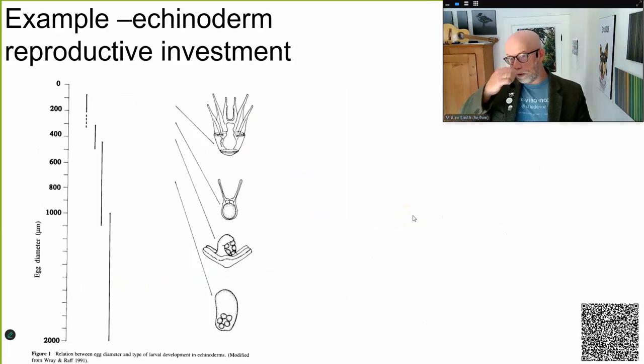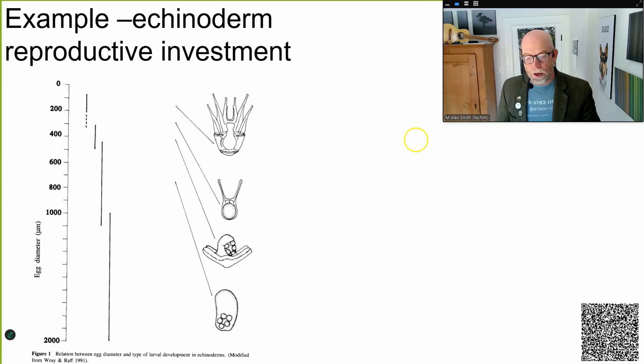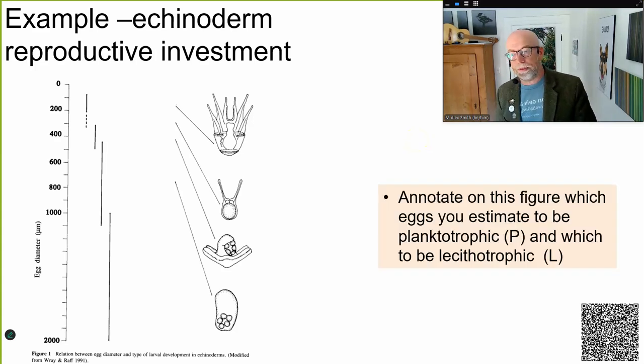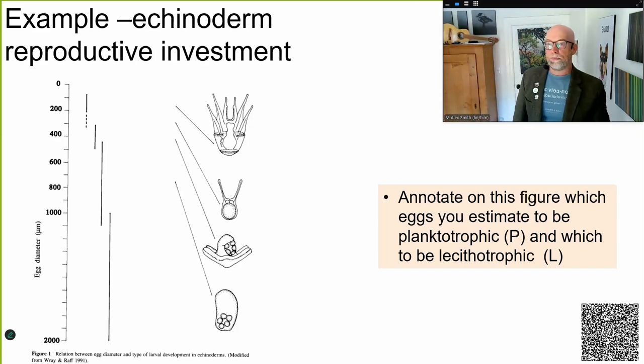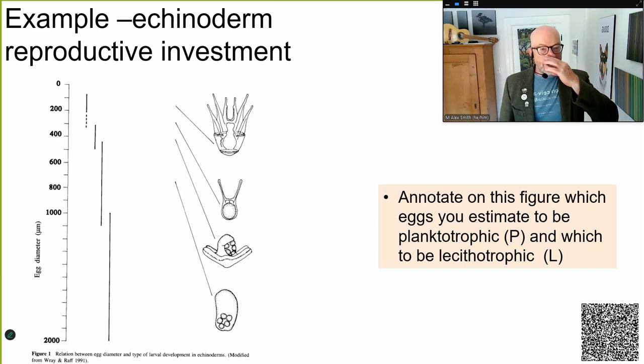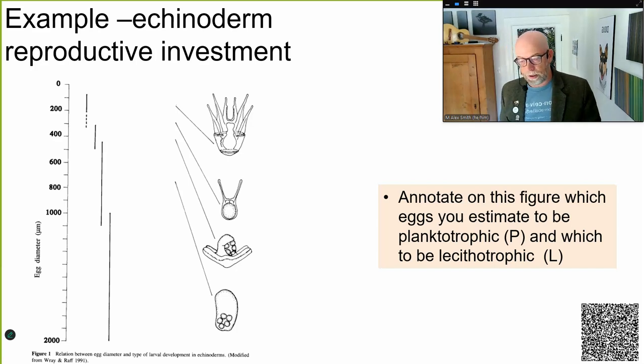Let's do another example. So we have echinoderm reproductive investments here. And this kind of ties back into some of what we were talking about last week. What I would like you to do this time is annotate on this figure, which has egg diameter on the vertical, and different morphologies of echinoderm larvae on the right, and annotate which ones you estimate to be planktotrophic and which ones you think are lecithotrophic. You do a P and an L with that text tool.